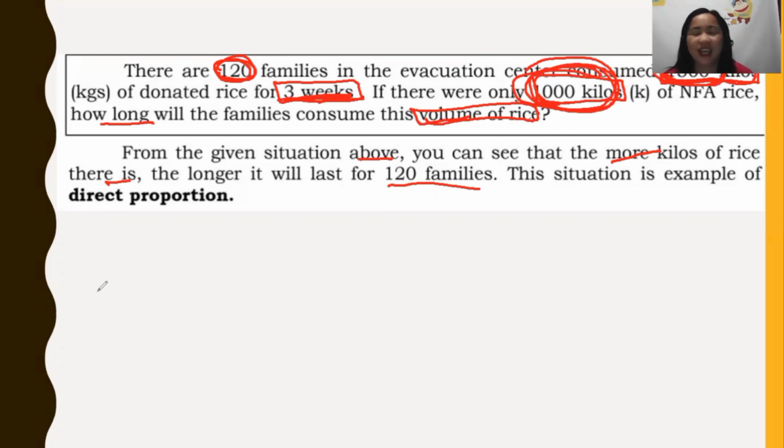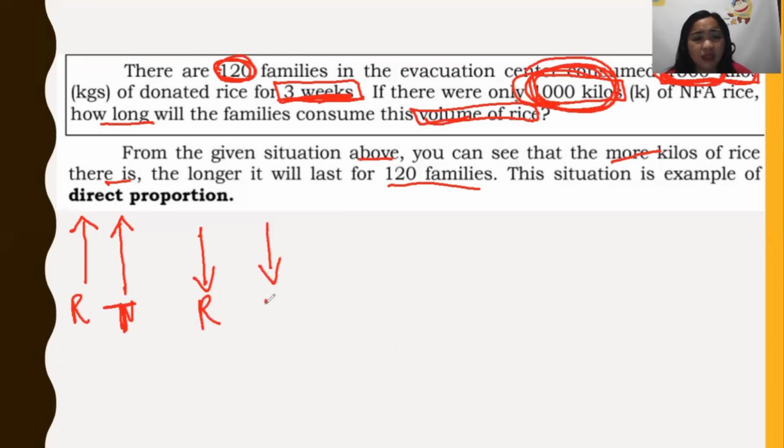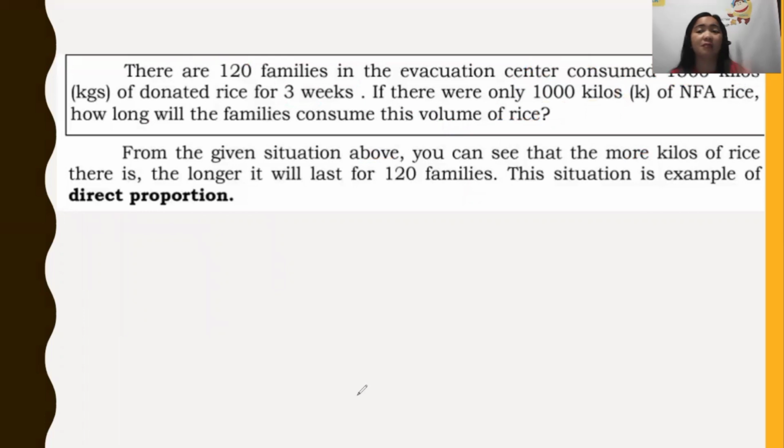Direct proportion siya. Kasi habang tumataas yung bilang ng rice, syempre, tumatagal din yung bilang ng weeks or days or time na mauubos nila ito. Pero kung bumababa yung kilo ng rice, syempre, bababa din. Mas mabilis itong mauubos. Yung time na mako-consume, mas maiksi din. So that is direct proportion, kasi parehas ng direction ang nangyayari sa problem natin.